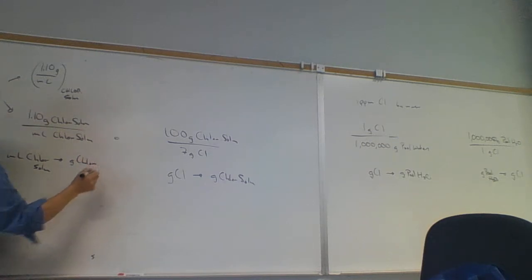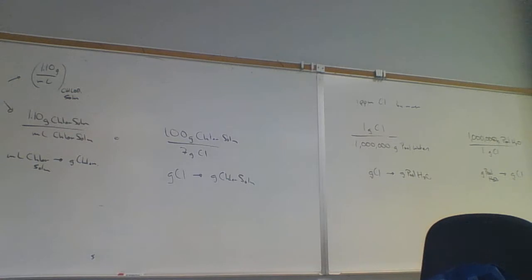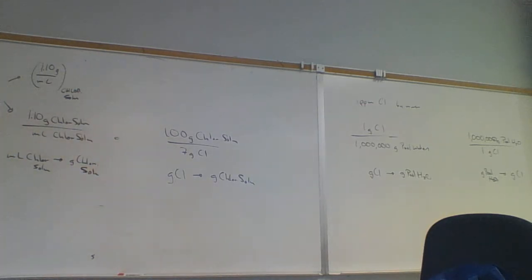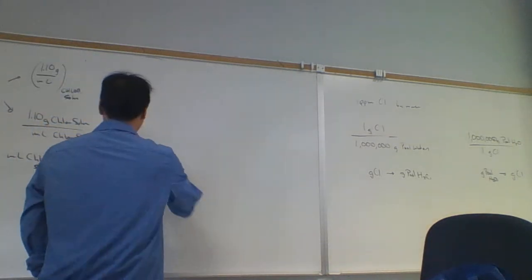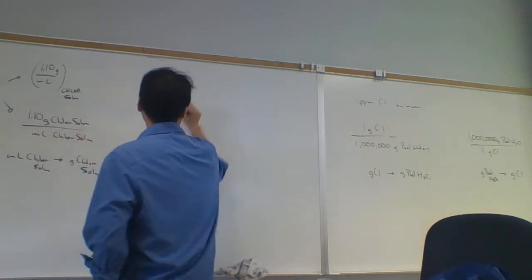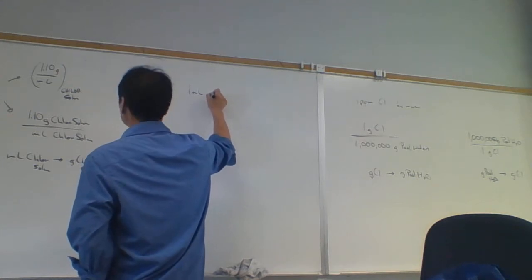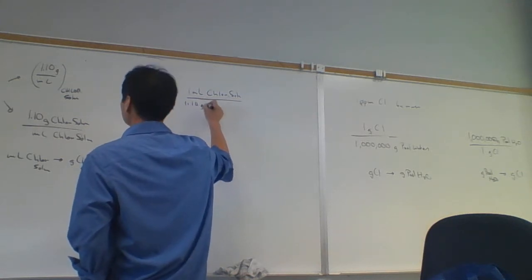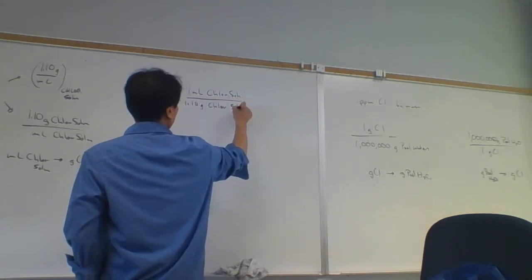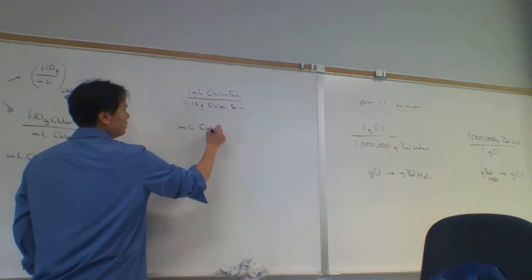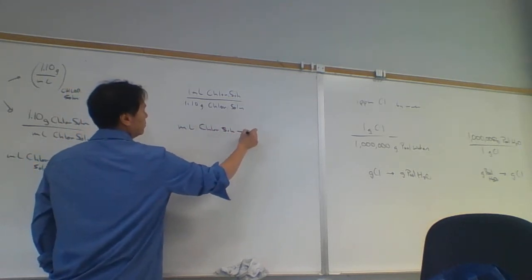And so let's say I had 10 milliliters of chlorinating solution. I want to know how much that weighs. Well, it's going to weigh more than 10 grams. It's going to weigh 11 grams. Or alternatively, I could flip it over, and 1 is not normally written here, but it would be 1 milliliter of chlorinating solution per 1.10 grams of chlorinating solution. And so this one just takes me from milliliters of chlorinating solution to grams of chlorinating solution.